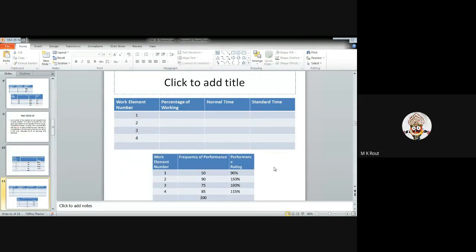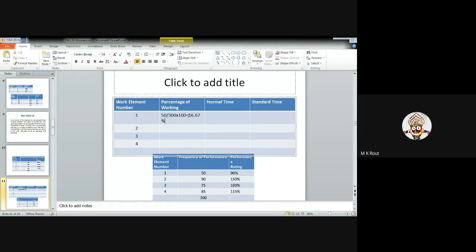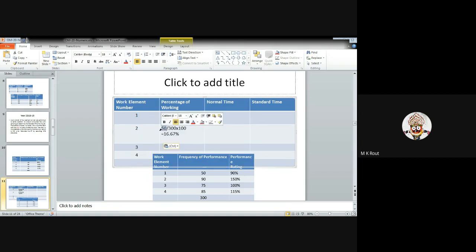How to calculate the percentage of working? The formula is the frequency of performance of a task, that is 50, divided by the total number of observations, that is 300, into 100. How much? 16.67 percent. Moving to the next one, that is 19 divided by 300, which is 30%? Hmm, that is 30%.